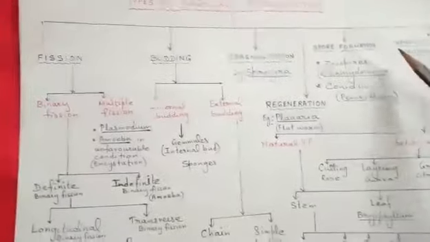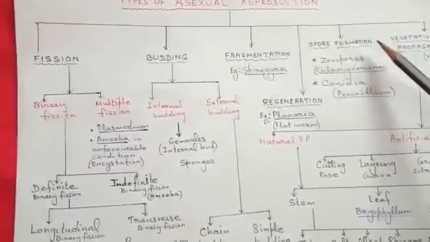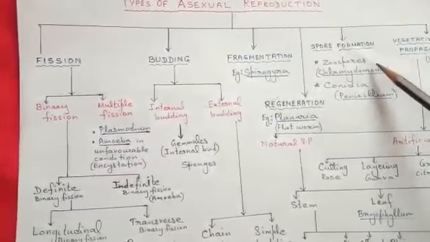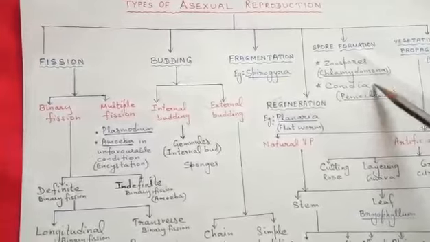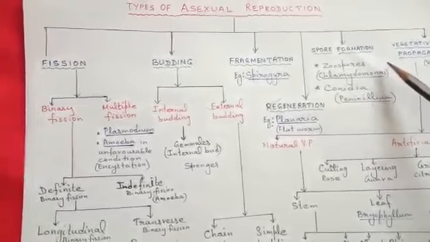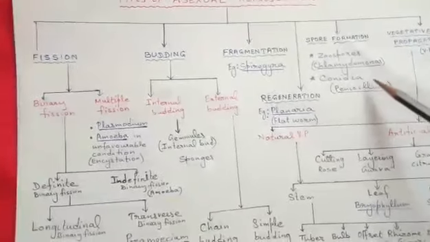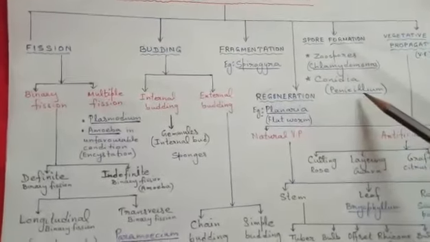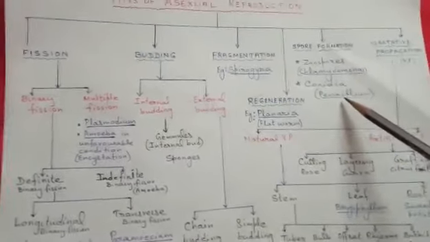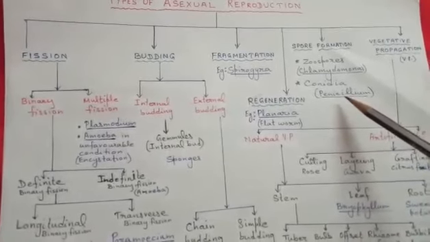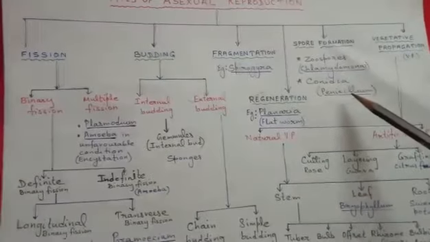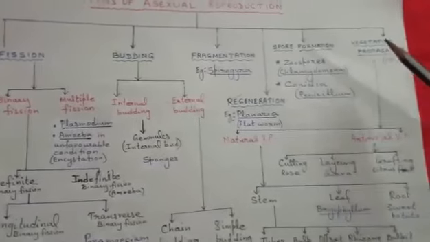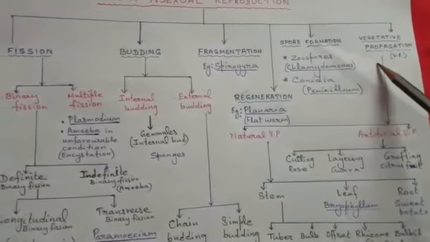Now, the next type is spore formation, where the examples are zoospores and conidia. Zoospores are seen in Chlamydomonas, and conidia are observed in Penicillium. In class 10, you have learned another example of spore formation, that is rhizopus or bread mold. Now let us see the next one, that is vegetative propagation.